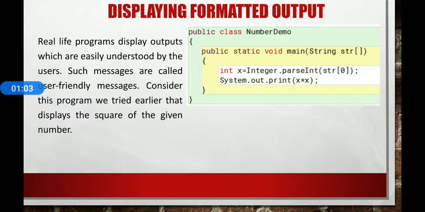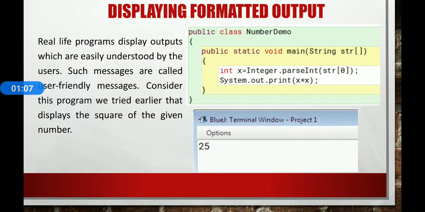When it displays the output, it just shows 25. If we passed 5 in main, it is not clear what this 25 is. It could be a square or just anything else. So let's see its comparatively user-friendly version.